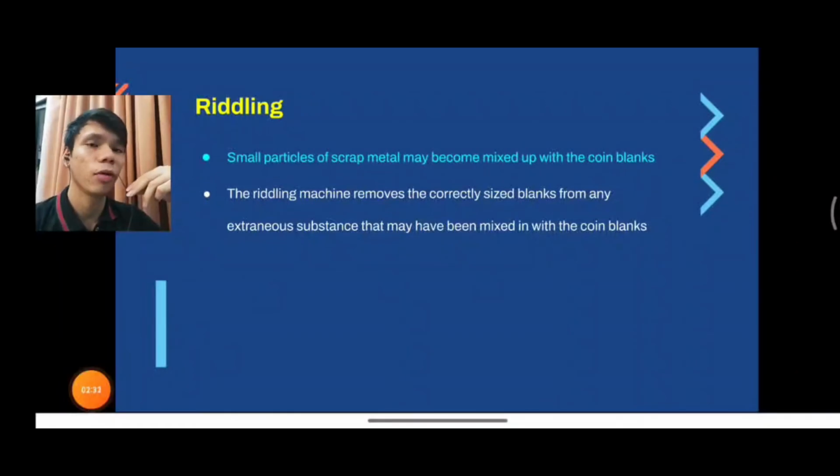The fifth process is riddling. Until now, the manufacturing process for metal blanks has been unclean and run in a hostile atmosphere. Small particles of scrap metal may become mixed up with the coin blanks. The riddling machine separates the correctly sized blanks from any extraneous substance that may have been mixed in with the coin blanks.